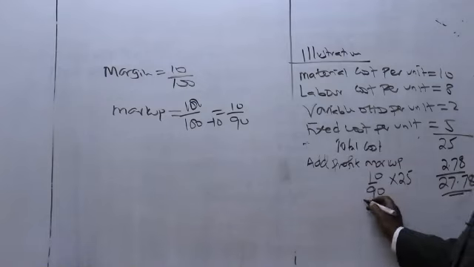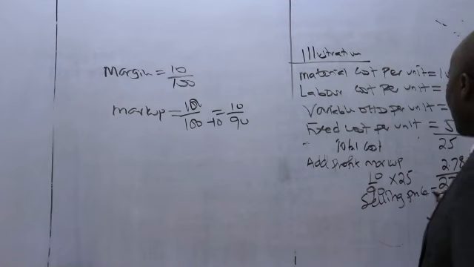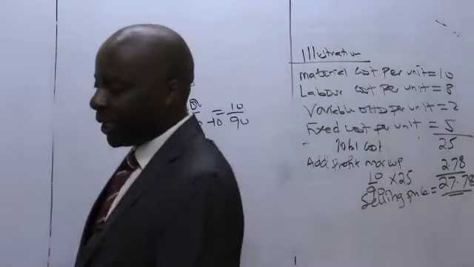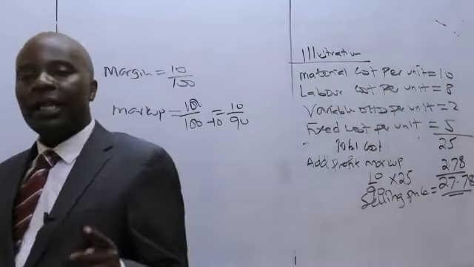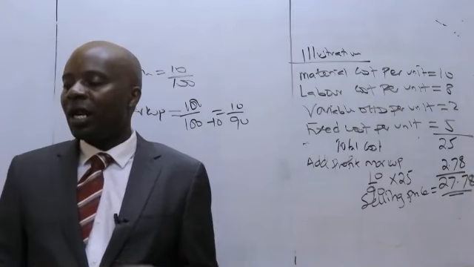So this is the appropriate selling price. This is the appropriate selling who? Price. Is there anybody who got this correctly, really?